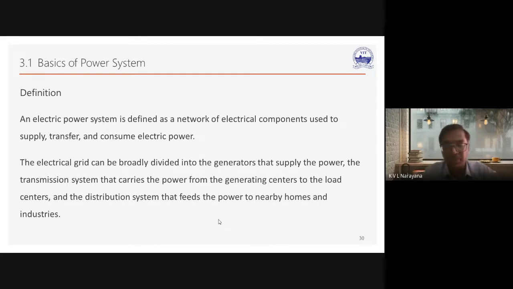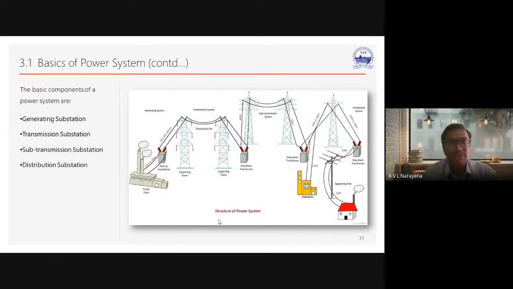So first there is power generation. You can see this particular slide. There is a generating substation. There are various generators. Then there is transmission through step up and step down transformers. And finally, the distribution to the loads at a local level. So these are the various basic components of the power system.